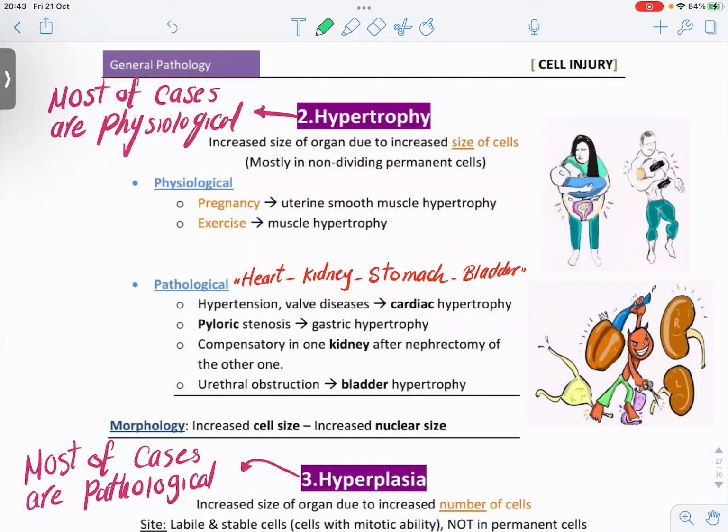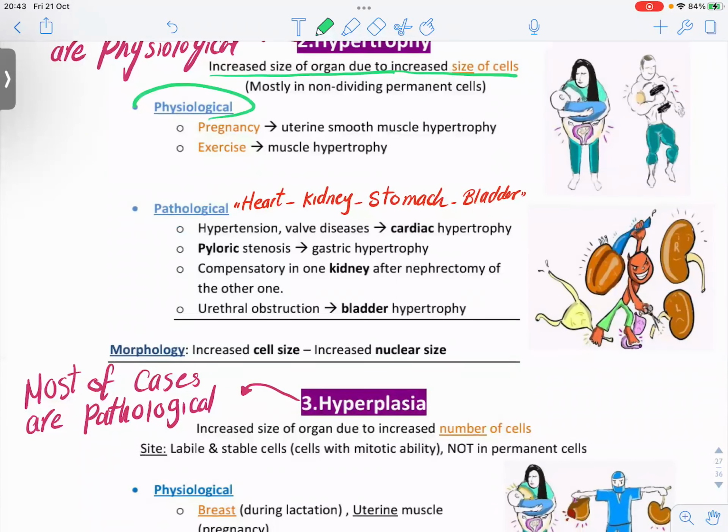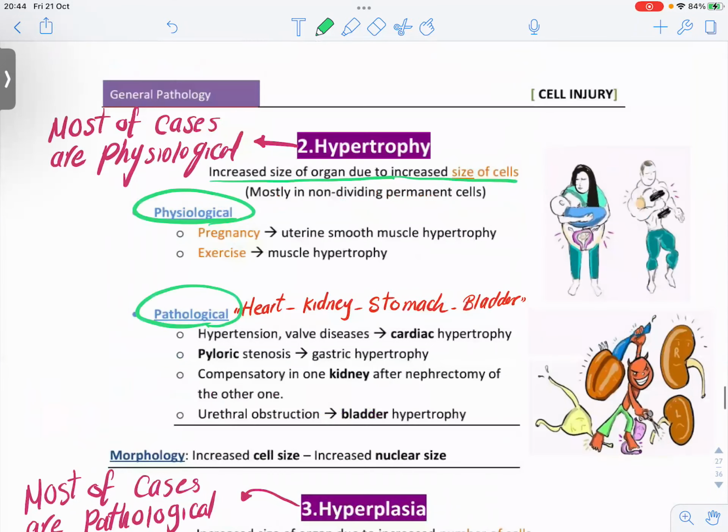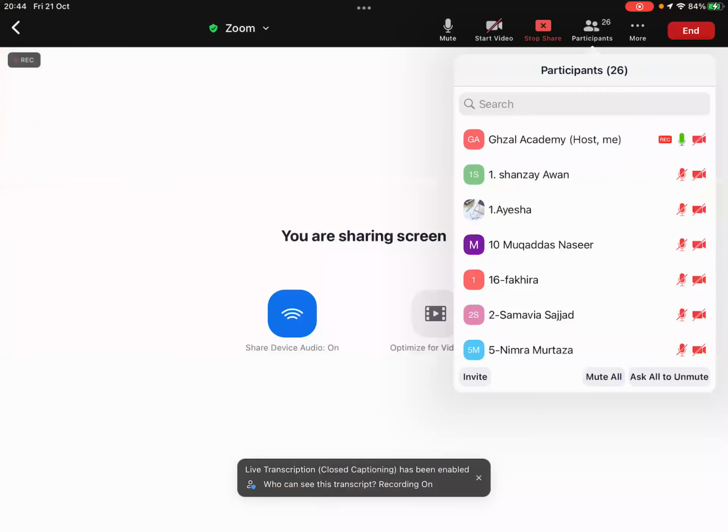So hypertrophy is an increase in size of an organ due to increased size of cells. The cells will be increased, so the organ as a whole will be increased. Why? Now we have physiological stimulus and pathological stimulus. Physiological stimulus, can anyone please tell me some example of physiological hypertrophy?